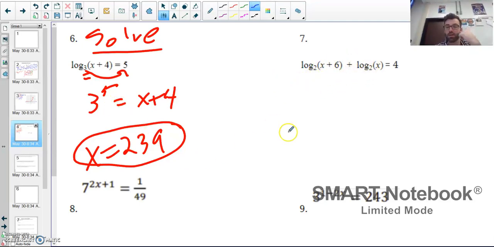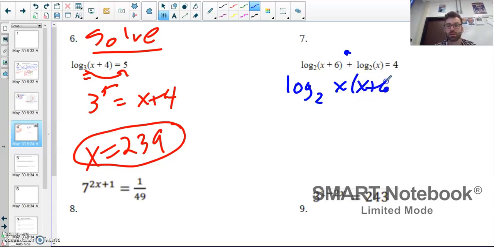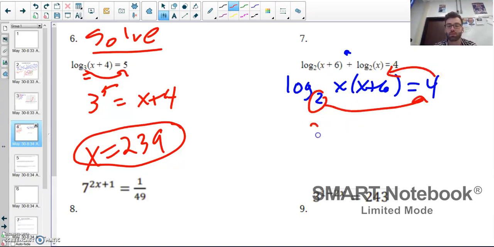All right, here, I have logs on one side, which means eventually I'm going to have to switch it to exponential form. But I have 2 logs. Well, remember, addition can be written as multiplication, so we're going to condense our log. So log base 2 of x times x plus 6. Now, Mr. Marconi, the x comes second. Well, if I wrote it second, it'd be the same thing, because either way, we're going to distribute the x to both numbers. Equals 4. So just like this one, I have a log on one side. I want to switch it to exponential form. 2 is the base. 4 is the exponent. So 2 to the 4th equals x.